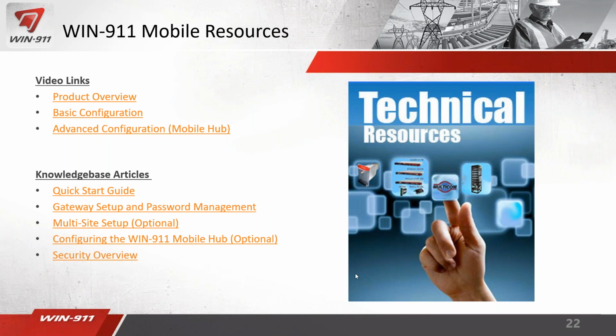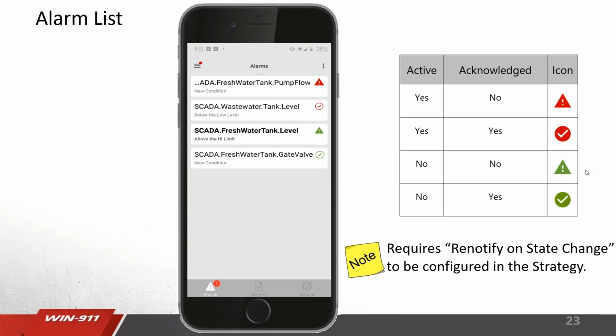Obviously, there is multiple site setup, which is optional. So if you have multiple WIN-911s, let's say in plant A, plant B, plant C, and your operator or technician is going to go through each one of those plants, they can have, in a single phone, all of the notifications for each one of the plants. That's a multiple site setup, which we'll talk about a little later on. Configuration of the WIN-911 mobile hub is optional for security purposes.